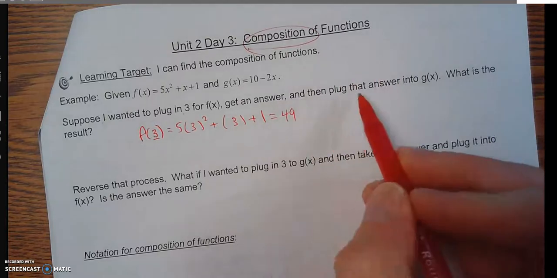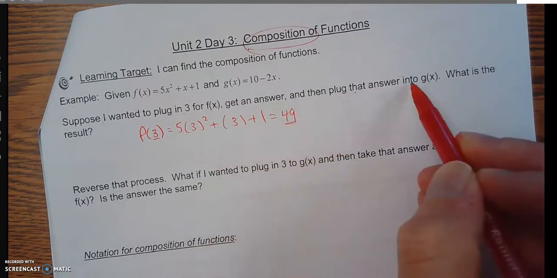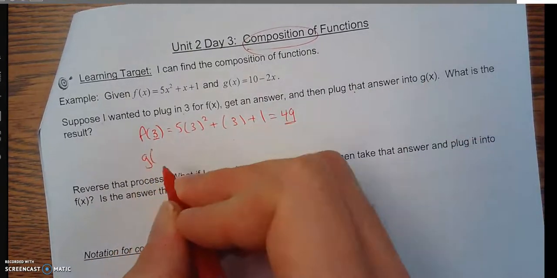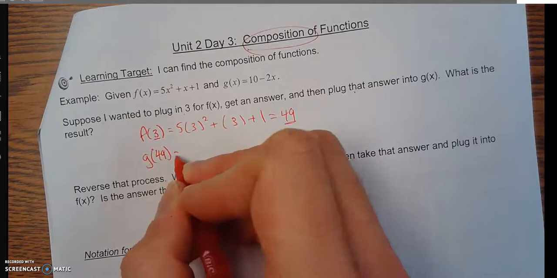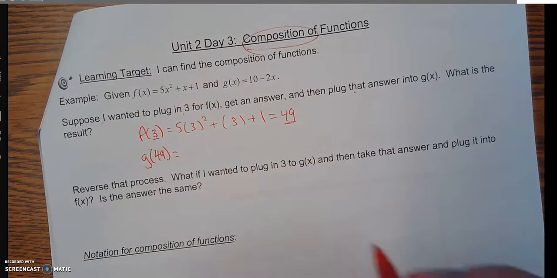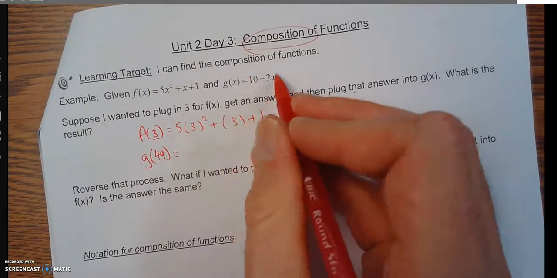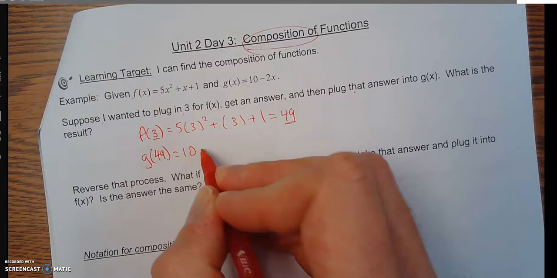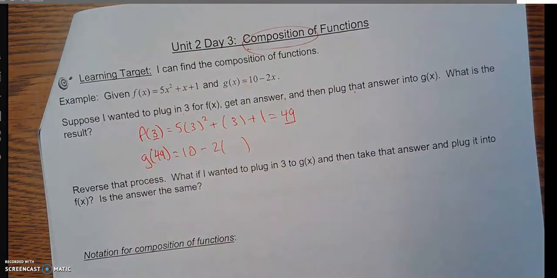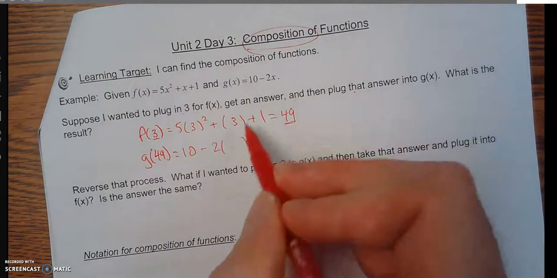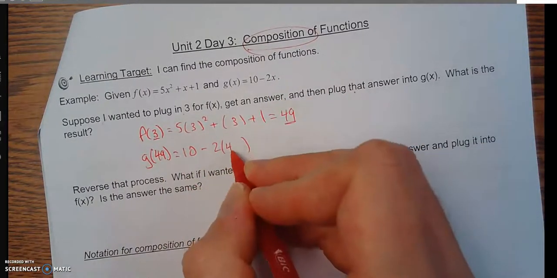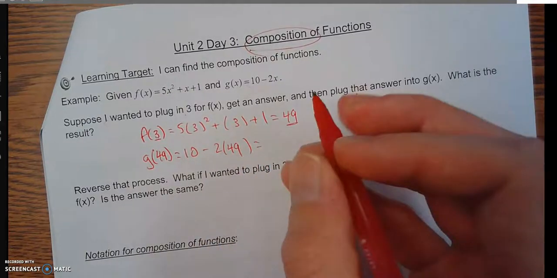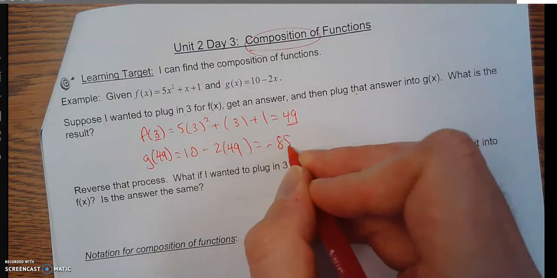Then it says plug that answer, so plug 49 into g of x. So I need to figure out what g of 49 is. Here's our function g, it's 10 minus 2 times something. I took the x out, I left the space, and 49 is what I want to put in its place. And this ends up being negative 88.